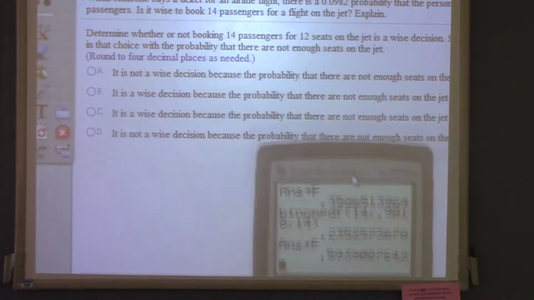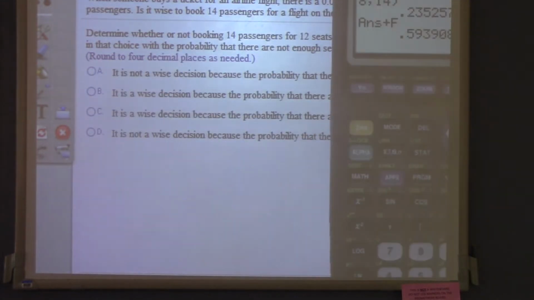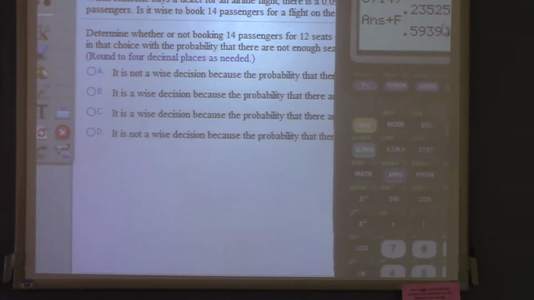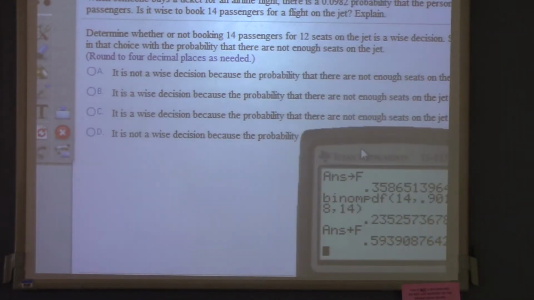What does it say round to? Round to 4 decimal places. 0.5939. 0.5939. Now I got a question.